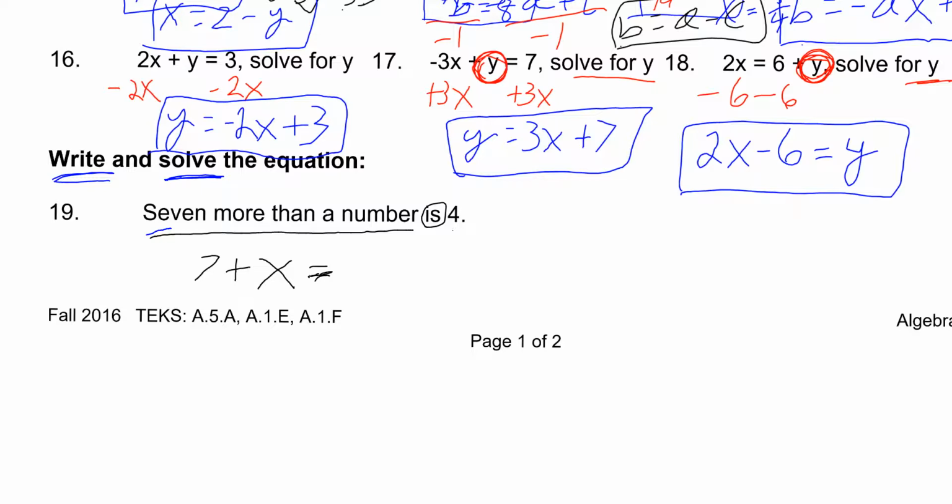So, in order to solve this, we've already been over this. To get rid of a positive 7, we subtract 7. So we subtract 7 from both sides, and that's going to leave us with x equaling negative 3. And there's our answer for that. And on to page 2.